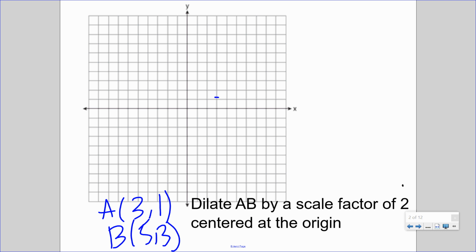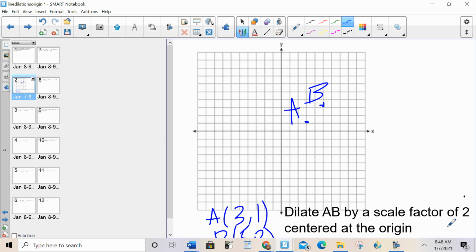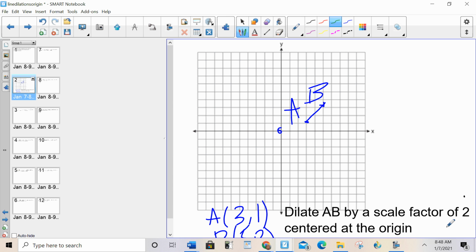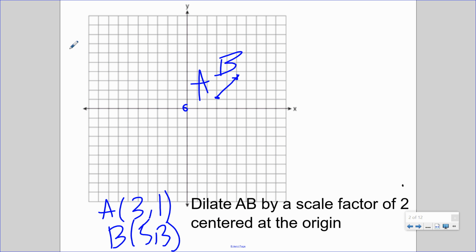So A is (3, 1). B is (5, 3). And I want to dilate it by a scale factor of 2, centered at the origin. So what I do is I count from the origin. Nothing seems to be working today, that's okay. To get to A, it would be 1, 2, 3 to the right and 1 up. So do that twice: 1, 2, 3 right, 1. 1, 2, 3, 1. That would be my new point A.